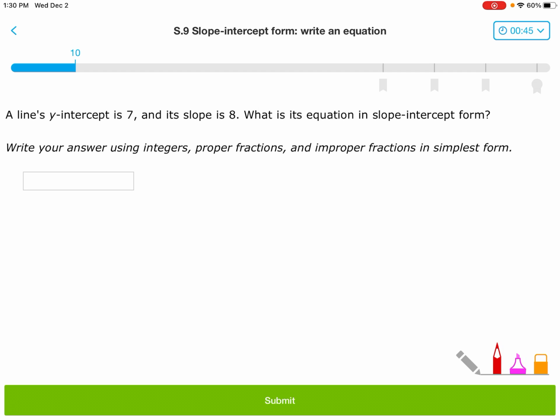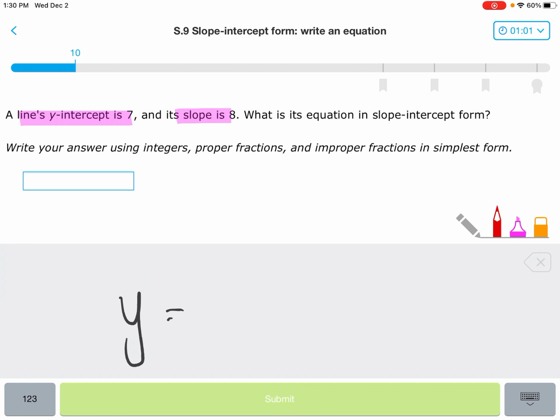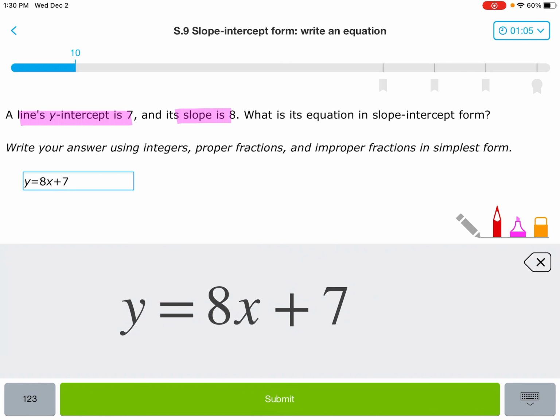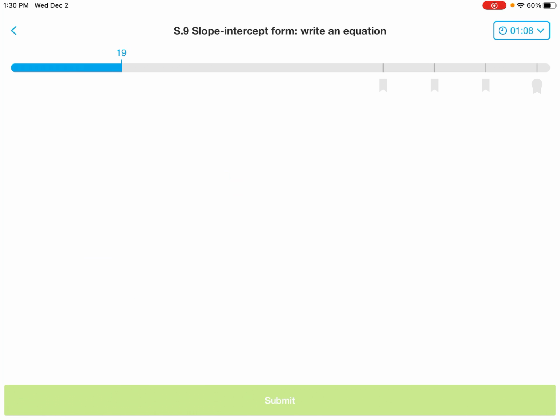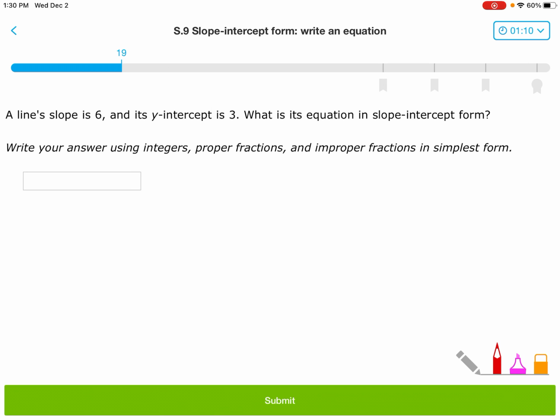All right, let's do one more example. This one says the line's y-intercept is 7. So b equals 7. And the slope is 8. M equals 8. So we're going to put that in our equation. Y equals 8x plus 7. Submit. All right, so that's just a little taste of the IXLs. You should be able to complete all of them given that information.